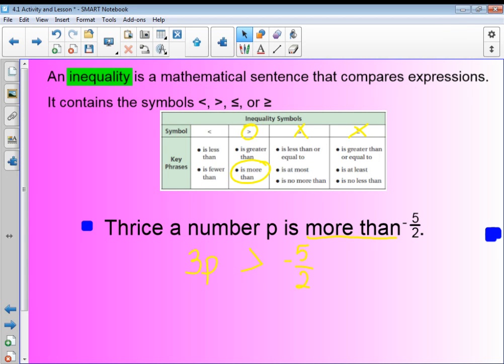Okay, so that's it for this part of the lesson. Once again, these just take practice. If you have to rely on that chart, you can, but hopefully you'll become better at it the more you use it. Good luck with this.